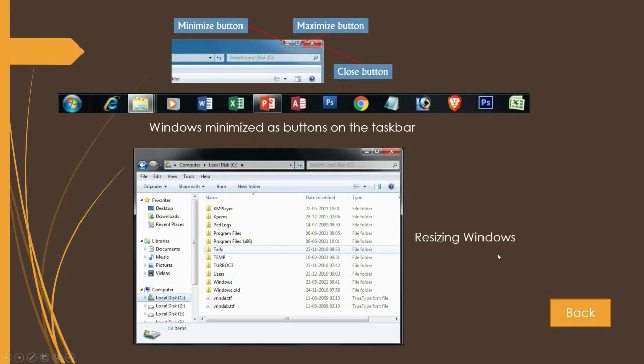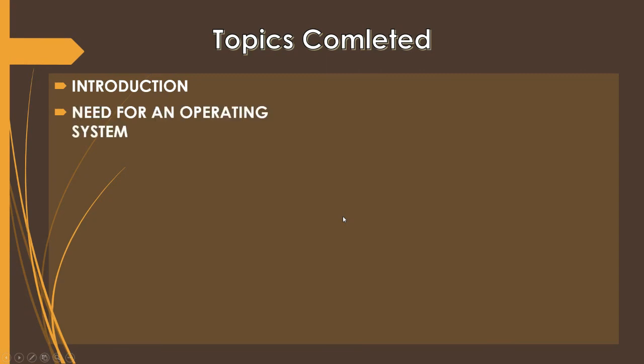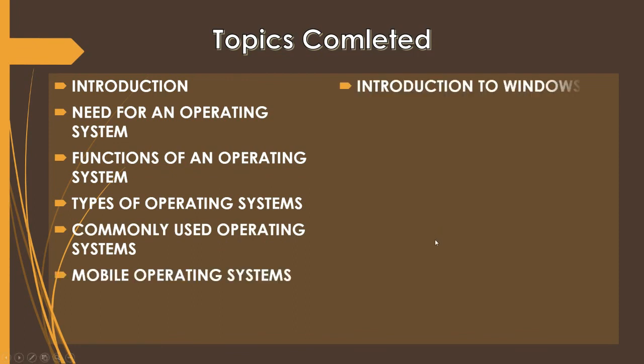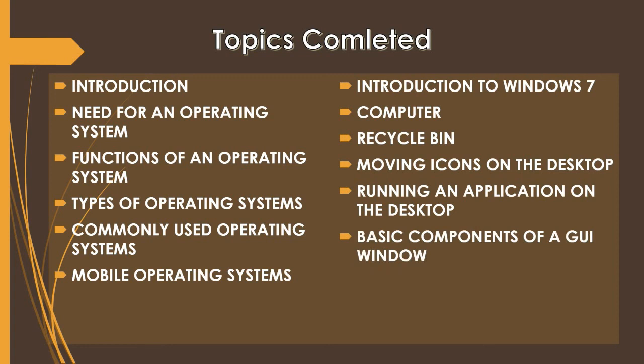So today we have completed these topics: introduction, need for an operating system, functions of an operating system, types of operating systems, commonly used operating systems, web operating systems, introduction to Windows, about the computer, recycle bin, moving icons, how to move an icon, how to run an application on the desktop, and basic components of a GUI window. These topics we have completed today.